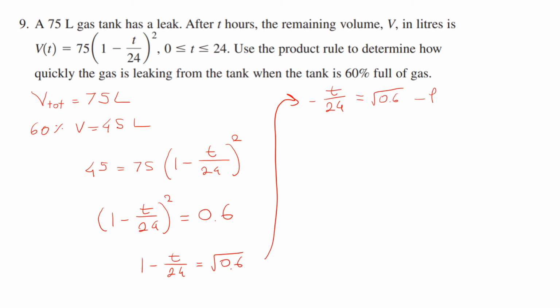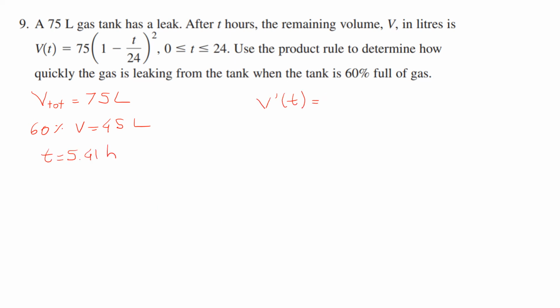And now I'm going to multiply both sides by negative 24 in order to get rid of this, so I'm left with t. So I'm going to also multiply this by negative 24. But before I do that, I'm just going to plug this into my calculator and then multiply by 24. When I plug it into my calculator, I found that my t is 5.41 hours. So now the only thing left is taking the derivative and then plugging this t value back into there. So when we're taking the derivative and using the product rule, I have a constant in front, which I'm going to leave as it is.